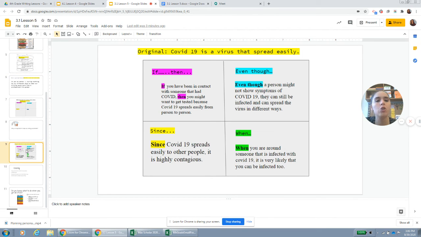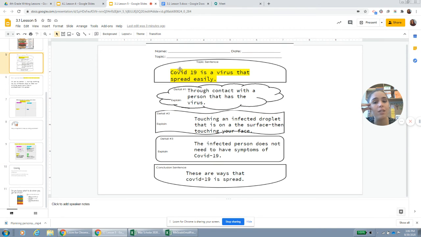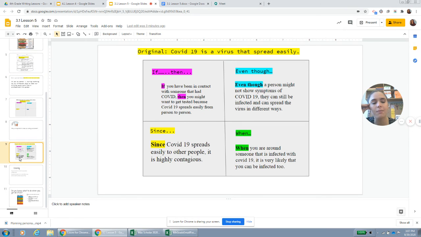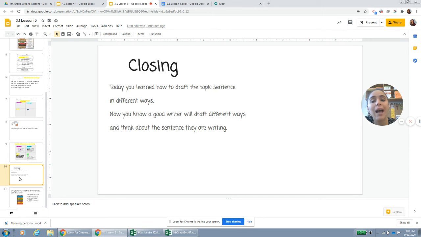So today, all you're doing is really putting on the brain of a writer and trying to write this sentence that you wrote in your graphic organizer yesterday. You're going to say it in different ways. Today you learned how to draft the topic sentence in different ways. Now you know a good writer will draft different ways and think about the sentence they are writing.